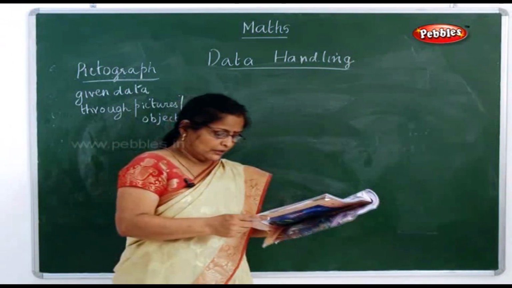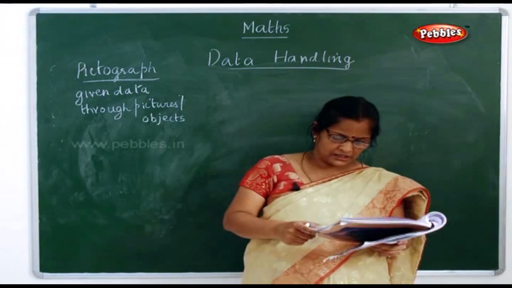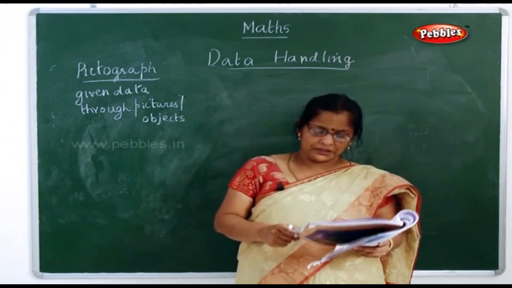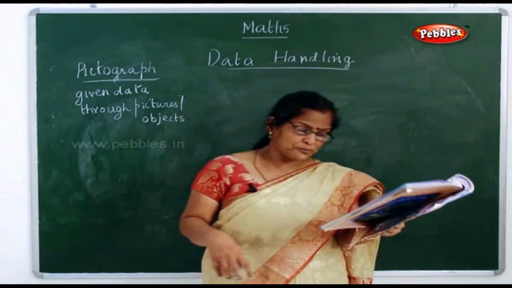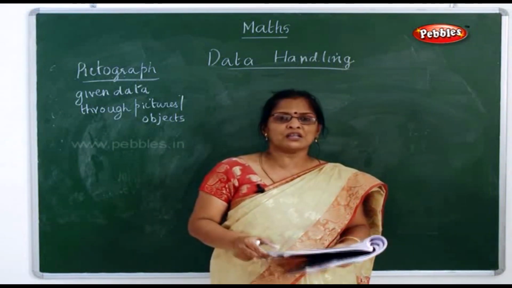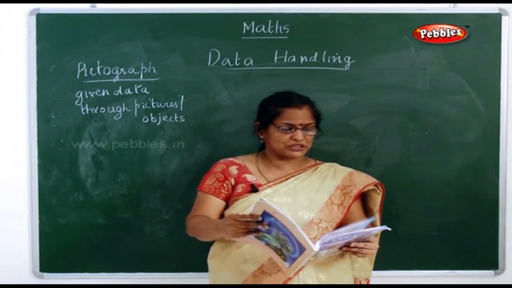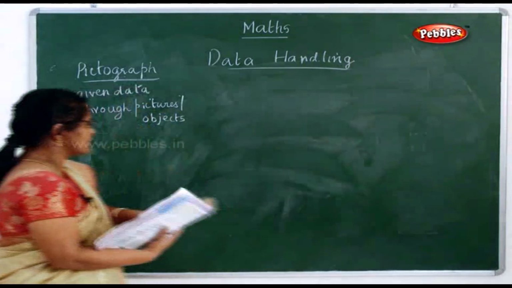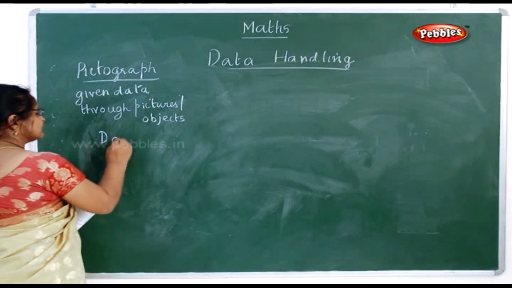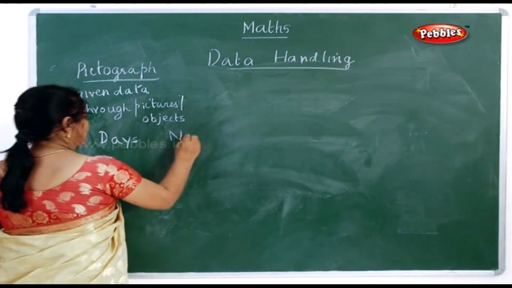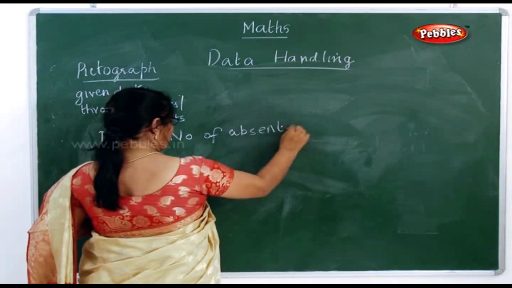Now the teacher asked Monisha, there was a girl called Monisha. What did the teacher do? You make a pictograph which shows the number of absentees in a class of 30 students. So there were 30 students. Now you find out the number of absentees. Nice thing, the pictograph has been given. Just look into your book, page number 64. Days, and number of absentees. So the teacher asked Monisha to do this.